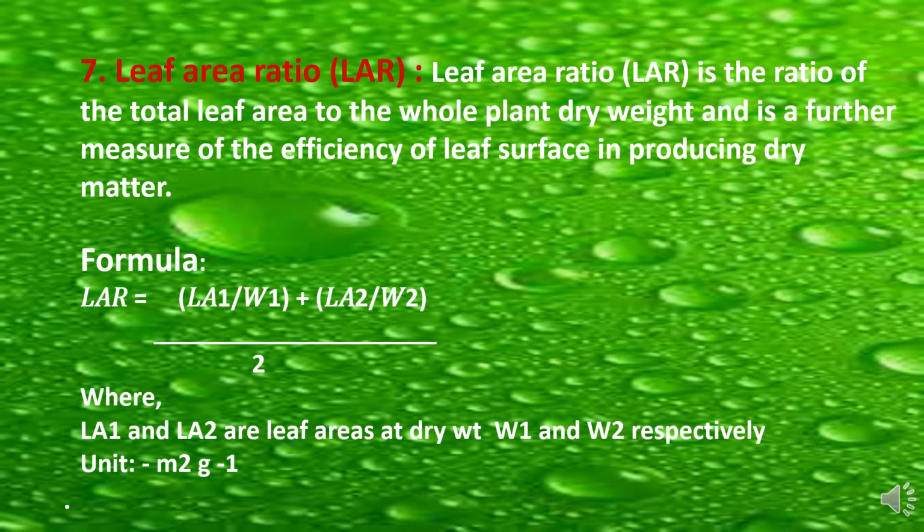Seventh parameter is leaf area ratio, LAR. Leaf area ratio is the ratio of the total leaf area to the whole plant dry weight and is a further measure of the efficiency of leaf surface in producing dry matter. It can be calculated by the formula (LA1 divided by W1 plus LA2 divided by W2) divided by 2, where LA1 and LA2 are the leaf area at dry weight W1 and W2 respectively, and the unit of leaf area ratio is square meter per gram.